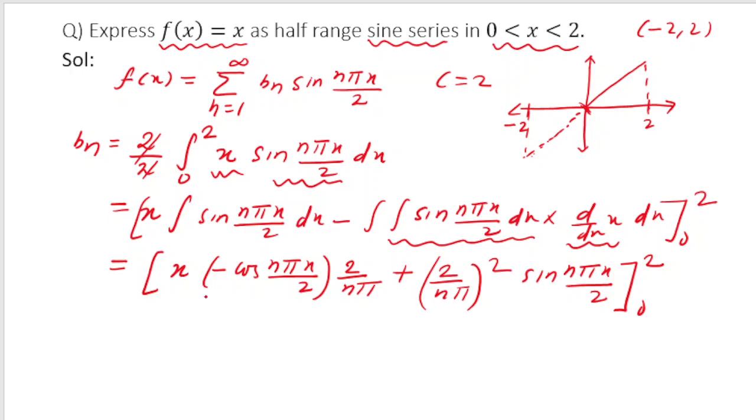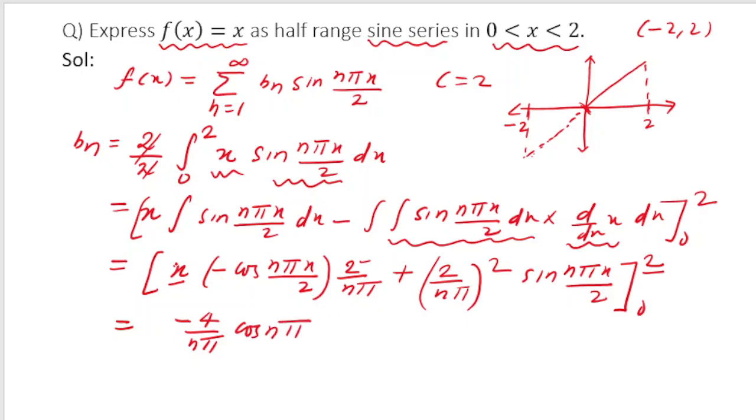A lot of students make mistakes in putting the limit, so look at this very carefully. If I have to put the limit, first I put the upper limit, that is 2. So here we will write x is equal to 2, here we have minus, so I will get minus 4 by n pi, and I will get cos n pi into 2 by 2, so the 2s cancel, so I will get cos n pi.